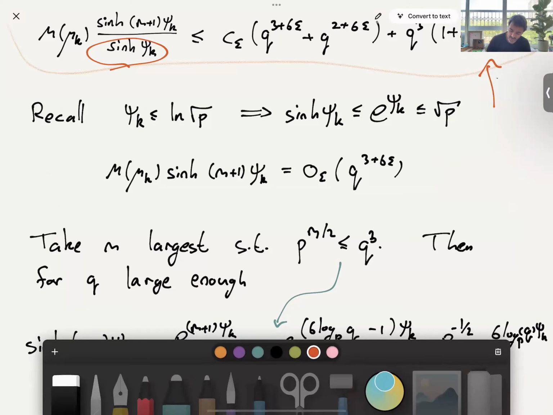And so if I want to bound the hyperbolic sine of psi k, it's at most e to the psi k, and psi k is at most ln square root of p, so this is at most square root of p. And so again, this is the right direction in terms of these inequalities here. So I can replace this with a square root of p, and then multiply it by that.